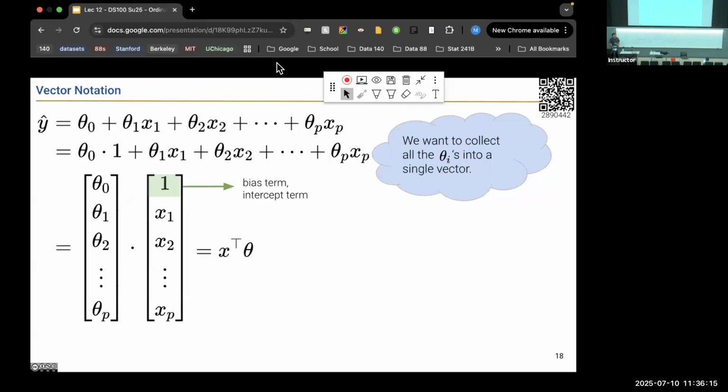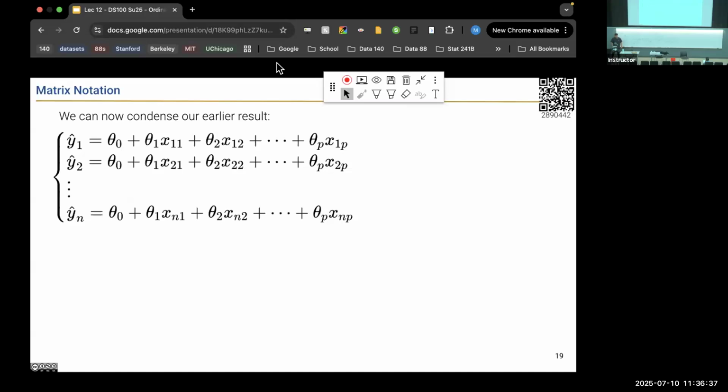And now if I call my theta vector theta and my x vector x, remember, without the subscript, these letters will usually represent an entire column. And usually we write x first. So this is going to be the dot product between x and theta, or x transpose times theta.